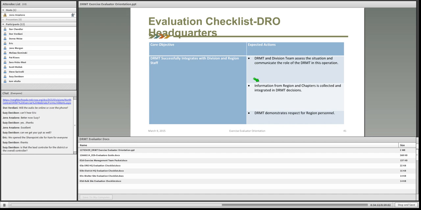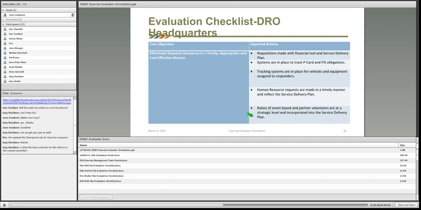Information from the region and chapter is collected and integrated into the DRMT decision making. And obviously some soft skills such as DRMT demonstrating respect for the region and not coming in with 1,000 tons of bricks.